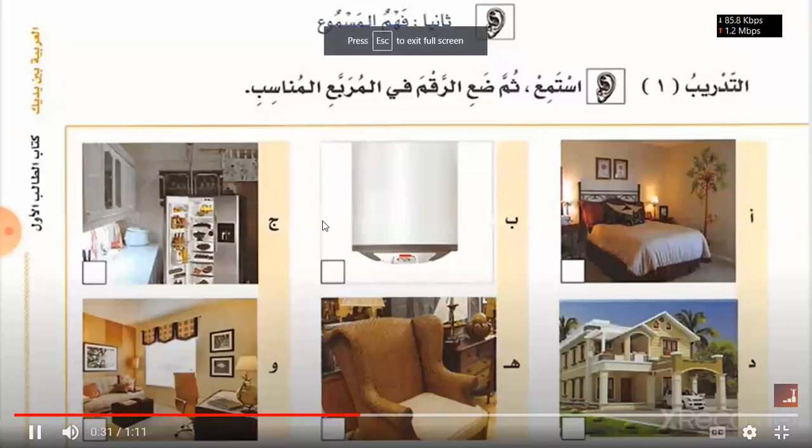So, the fridge is in the kitchen. Miss Noor, third. Which picture is this? Third. So here you write Wahid here, okay?